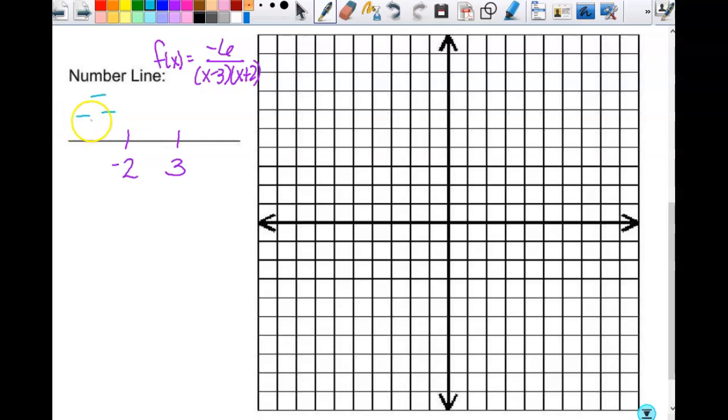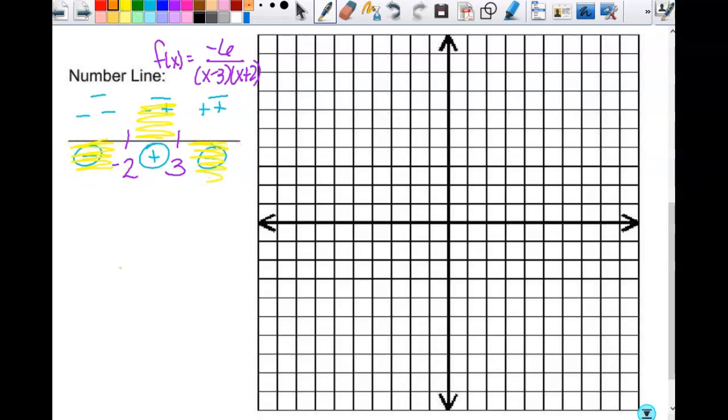Negative times negative times negative is negative. Between -2 and 3, I can use a 0. The numerator is negative no matter what. The denominator would then give me a negative and a positive. So that's positive overall. If I substitute in 4, that'd be negative in the numerator, and then positive, positive, so that gives me negative overall. When I shade it, this is negative, this is positive, this is negative.